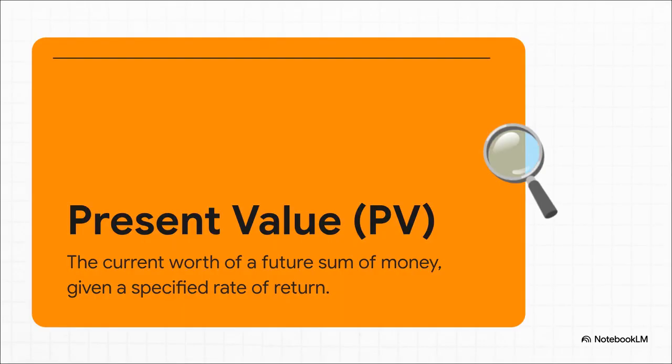And present value, or PV, is the magic wand we wave to figure this out. It's basically a financial time machine that takes a future amount of cash and tells you what it's actually worth in today's money. It pulls back the curtain to show you the real value.